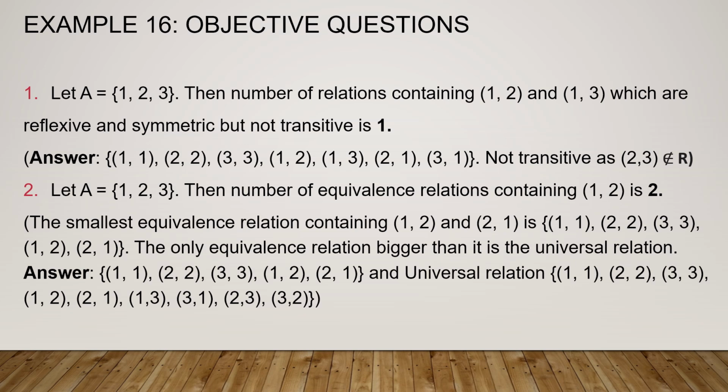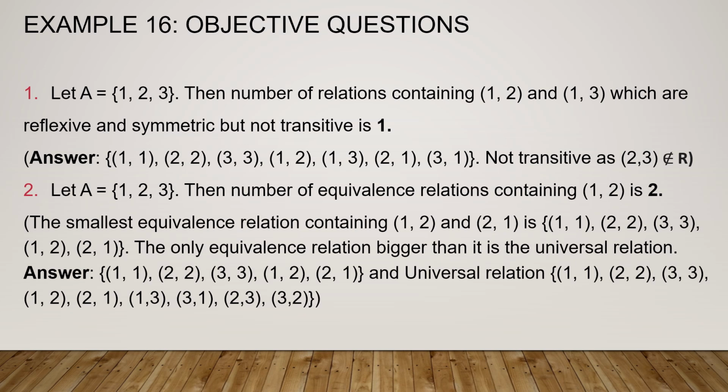Similarly, in the second case, suppose A has elements 1, 2, 3, the number of equivalence relations containing the ordered pair (1, 2) is how many? 2. What is the reason? Now see, first of all, the smallest equivalence relation containing (1, 2) will be, since you need it to be equivalence, (1, 1), (2, 2), (3, 3) should be there, reflexive. Symmetric because (1, 2) is there, (2, 1) should also be there. So (1, 1), (2, 2), (3, 3), (1, 2), (2, 1). This is the smallest possibility. And this relation is also transitive. You can check it out. Very simple. (1, 2) is there, (2, 2) is there, (1, 2) is there. That means it is basically reflexive, symmetric and transitive.